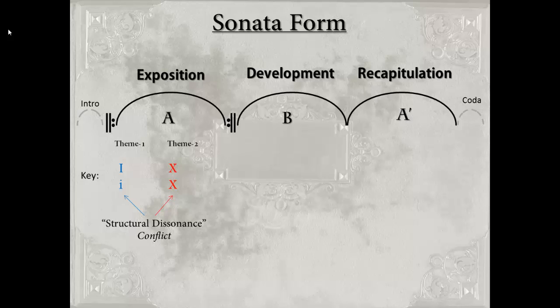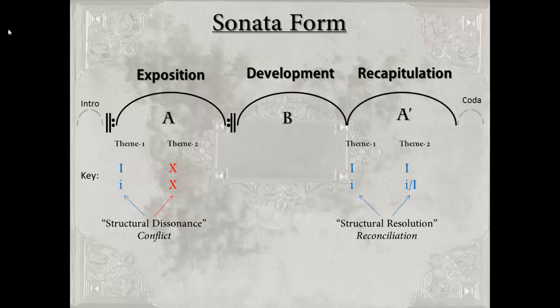How this happens is that the recapitulation will recap these same two themes, but this time the second tonal area is changed to be the tonic key, thus resolving the structural dissonance of the exposition. This is the basic sonata form idea. If you see a piece with two thematic ideas first presented in different keys, and then later on presented in the same key, that's the best clue there is that you're listening to a sonata form piece.